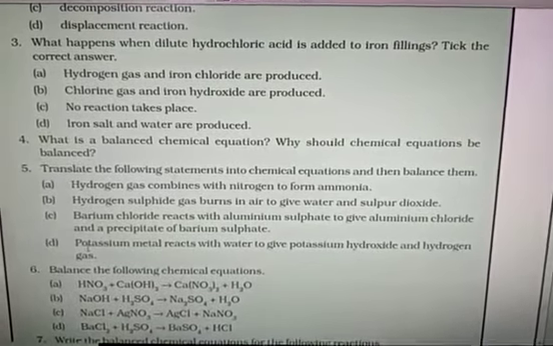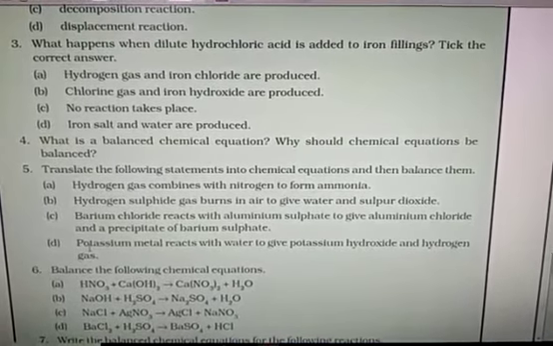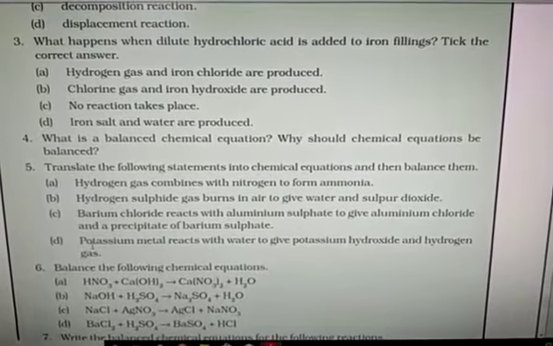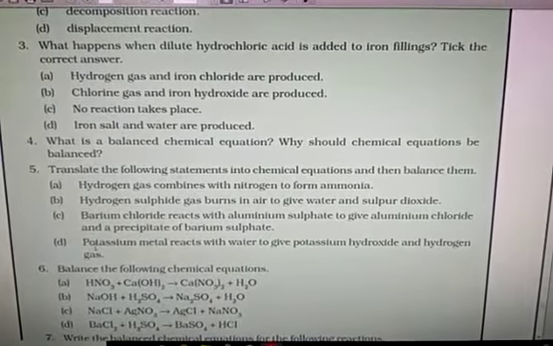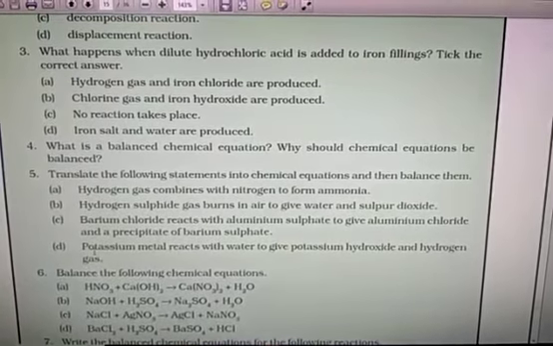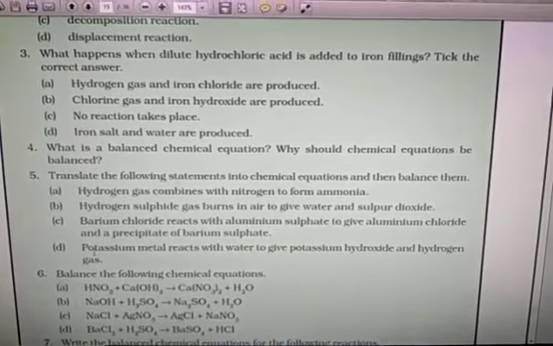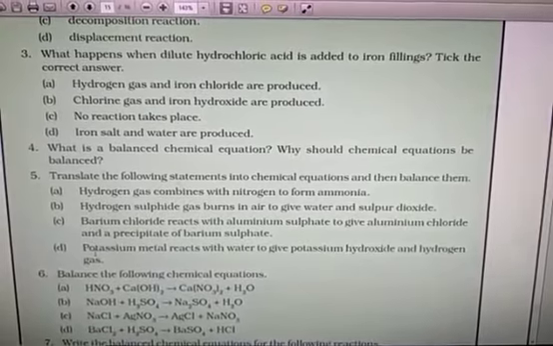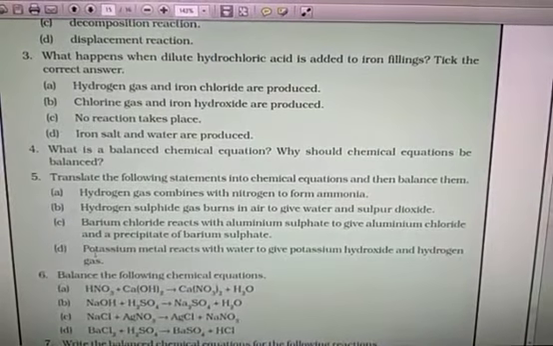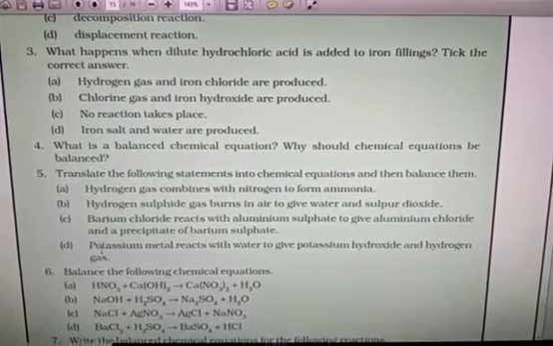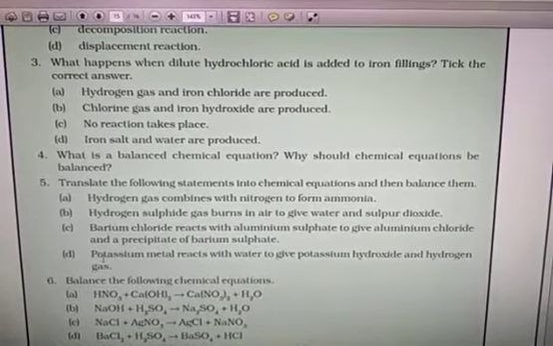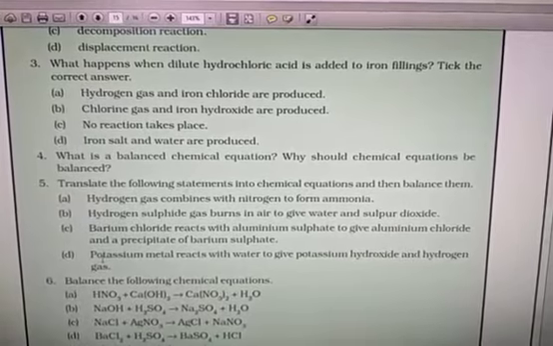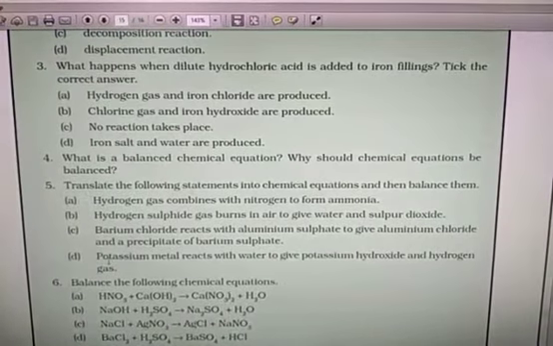It's very important. In our nature, all the reactions take place in their full capacity in the balanced form. For example, in the water molecule, hydrogen and oxygen are in a fixed mass ratio. For balancing the reaction, we use the law of conservation of mass, because in nature, each and every reaction takes place as per the law of conservation of mass. So this is the main reason we have to balance the chemical equation.